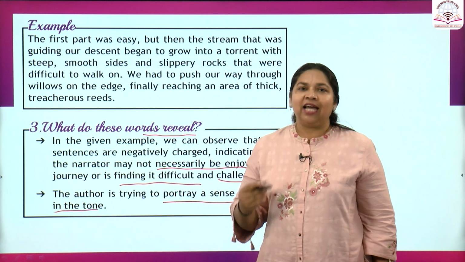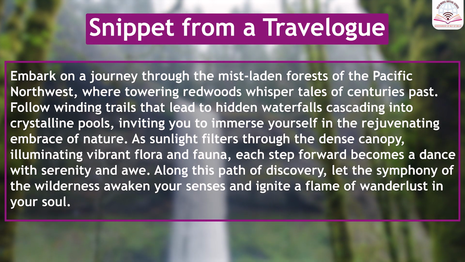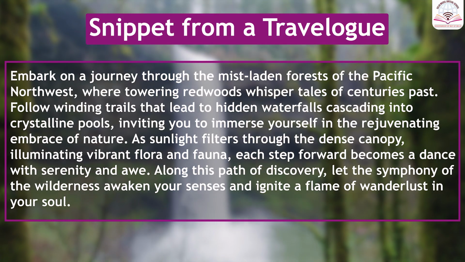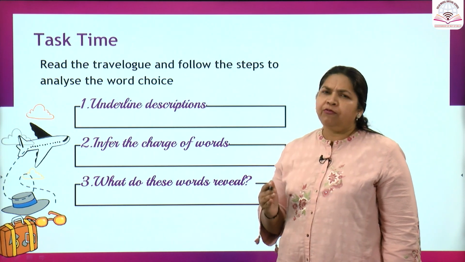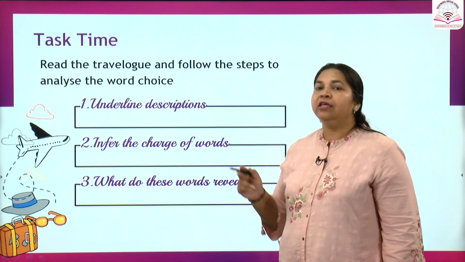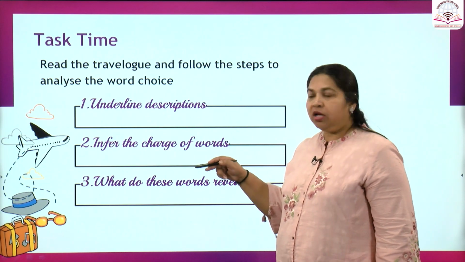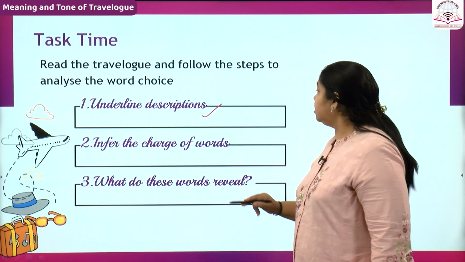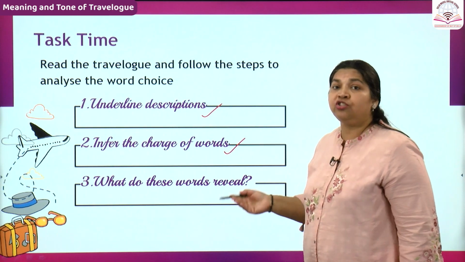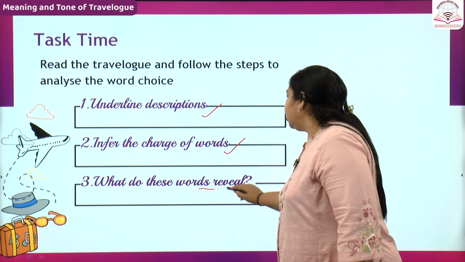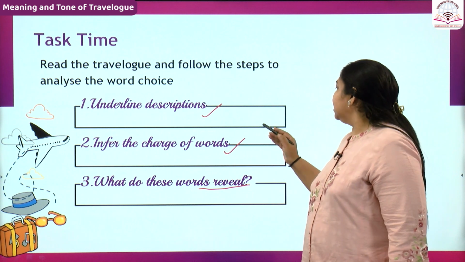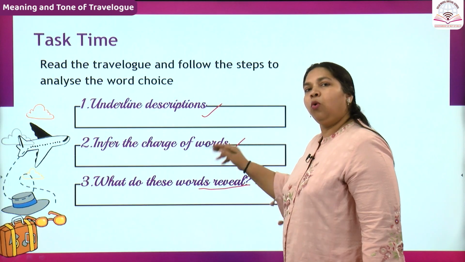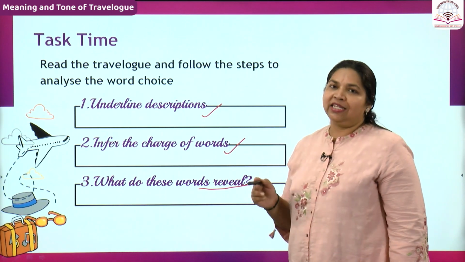And now it's the task time. It is a snippet from a travelogue describing the journey through forests of Pacific Northwest. After reading the travelogue carefully, you have to identify the word choice in this travelogue following these 3 steps. The first step is underline descriptions. Second is infer the charge of the words. And then you have to understand what the author is trying to convey to you through these words, or what do these words reveal.